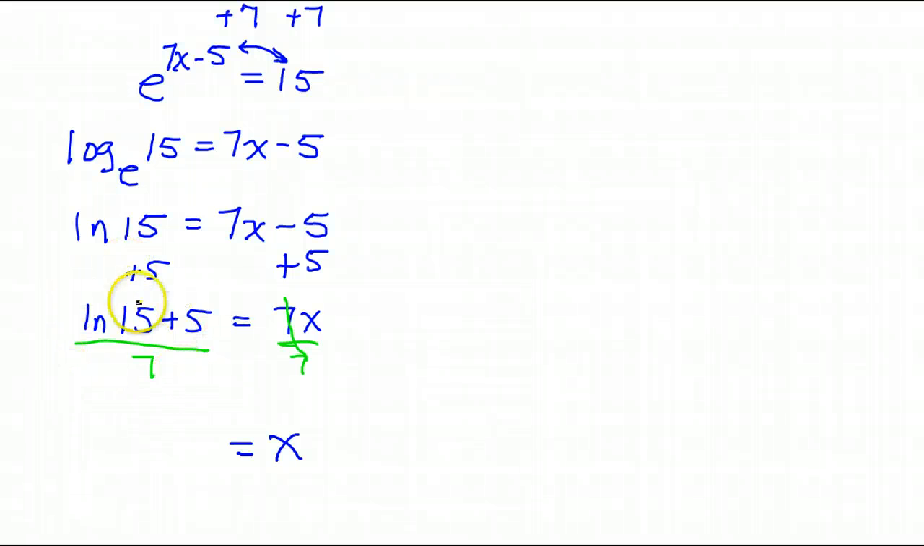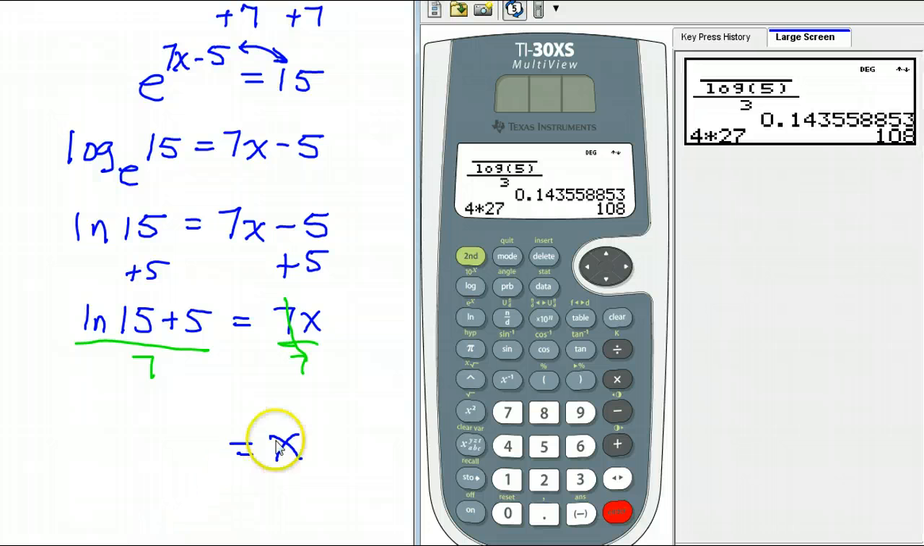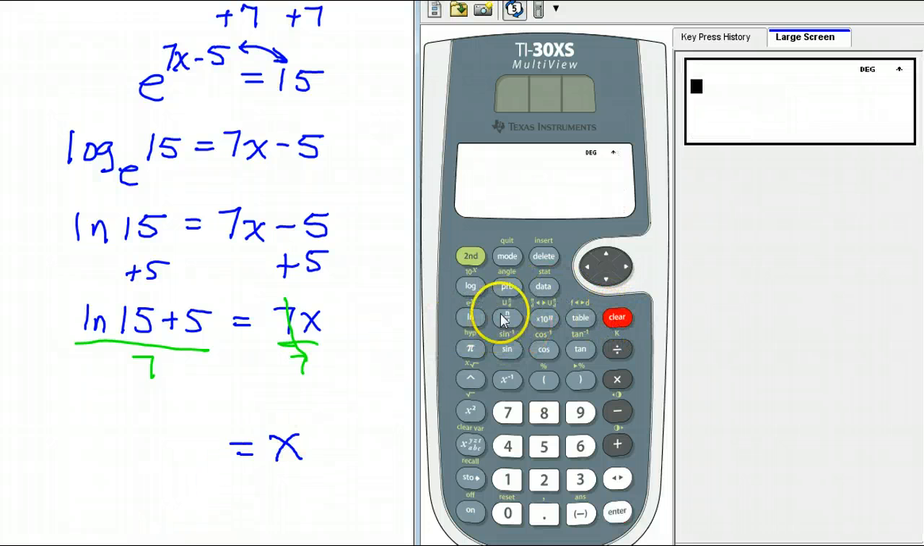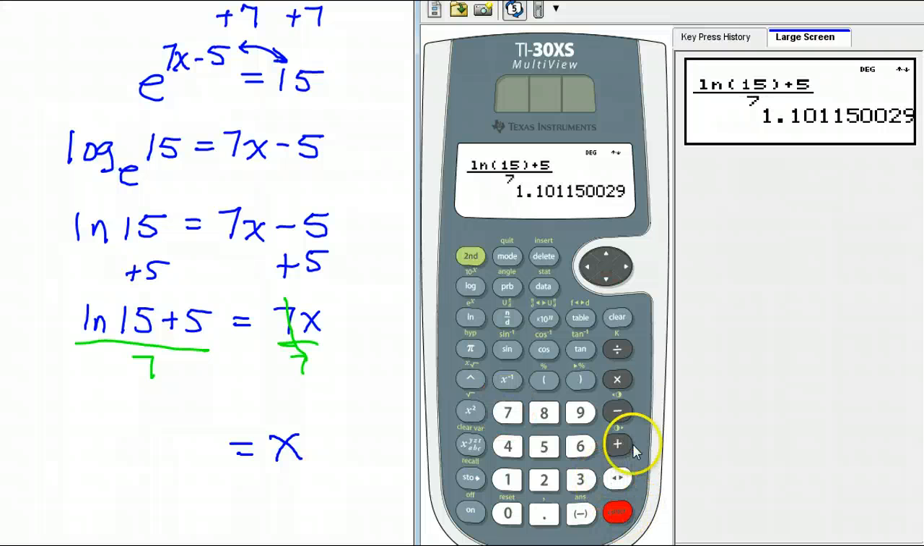This is where we go ahead and put things into our calculator. And I like to just type it all in at once. So I would go natural log 15 plus 5 in the top, and then over 7. So that is going to be 1.10.